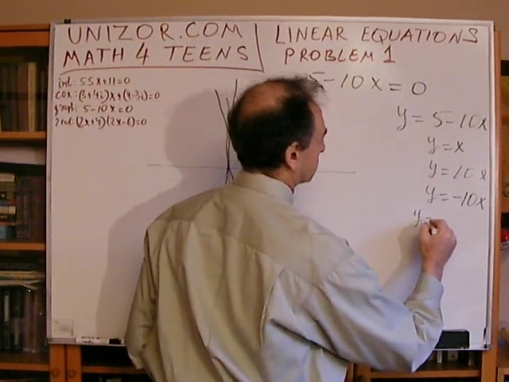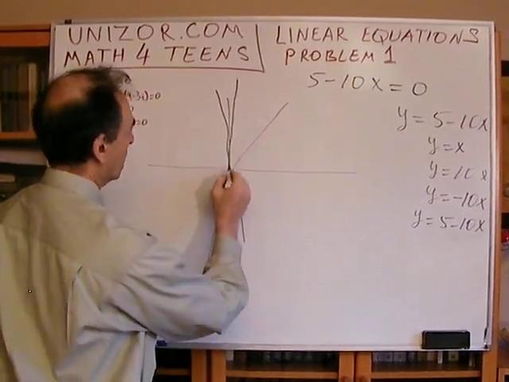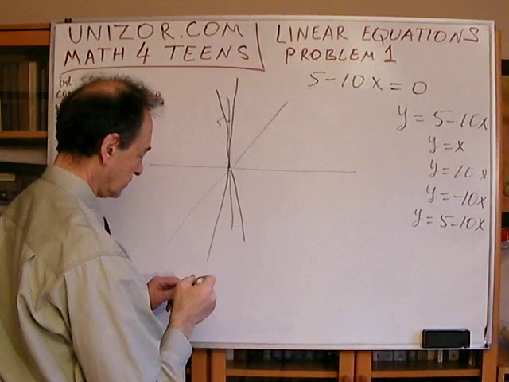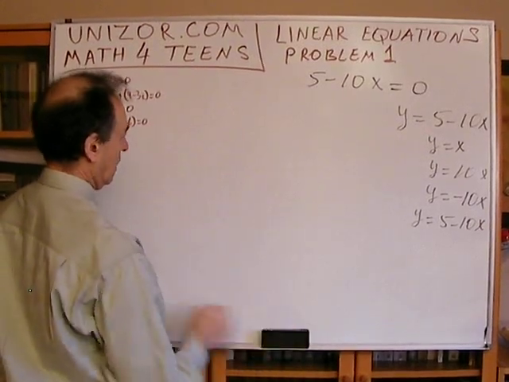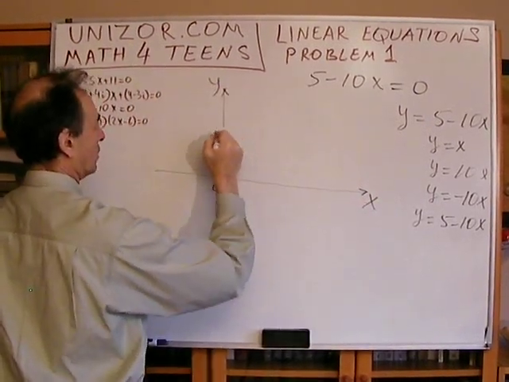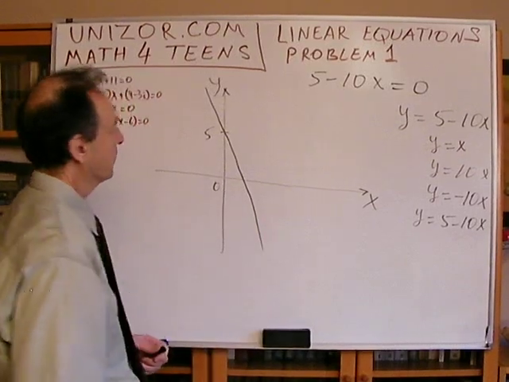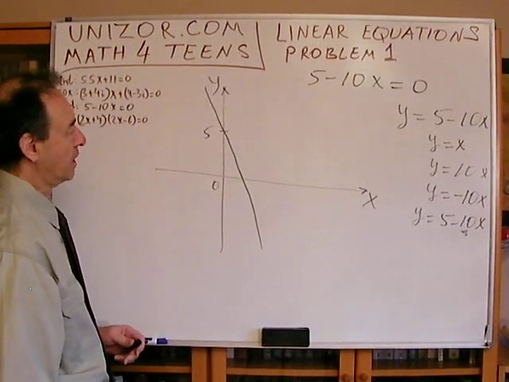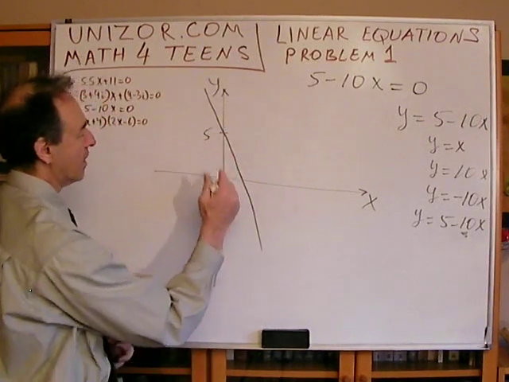And plus 5. That means the whole graph will go up 5 units. So instead of crossing at 0, I will cross at 5. So let me just get rid of all this. And the resulting graph will cross the y-axis at x, y equals 0, 5. So it will be here. Now, as I said, the steepness is characterized by this number 10, which means this segment is 10 times greater than this segment. So if this is 5, this is 1/2.